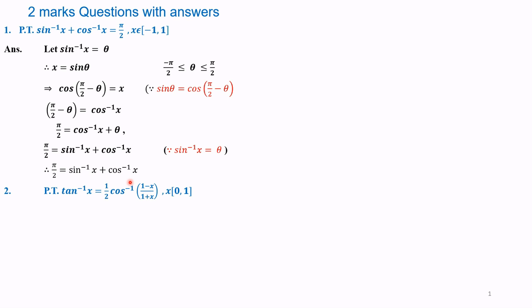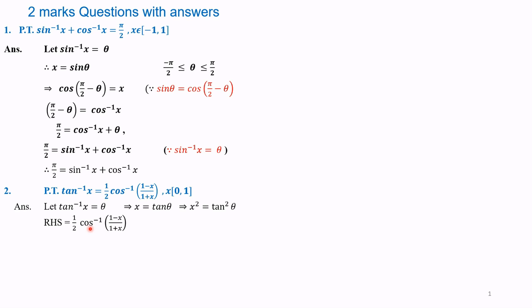Question number 2. Prove that tan inverse of root x is equal to half of cos inverse of, within brackets, 1 minus x divided by 1 plus x, where x is belonging to 0 and 1. The range of x is 0 and 1. Let tan inverse of root x be equal to theta. So, therefore, root x is equal to tan theta. Or squaring, we get x is equal to tan square theta.